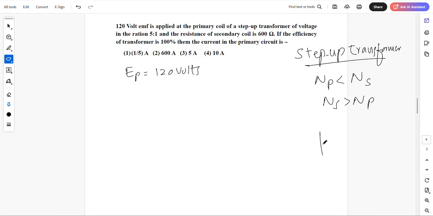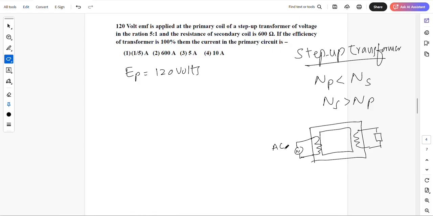Now, this is the core of the transformer. This is the primary winding of the transformer where supply is connected. This is the secondary winding of the transformer where load is connected. This is the load and this is the supply. AC supply is given to it. This is the mains AC supply. This is primary, this is secondary.